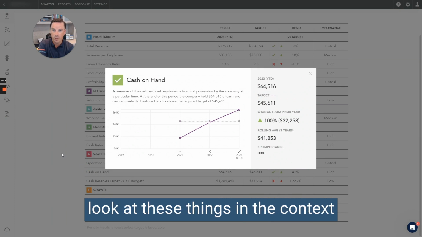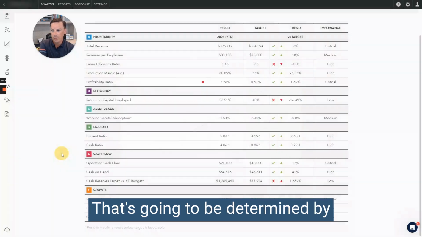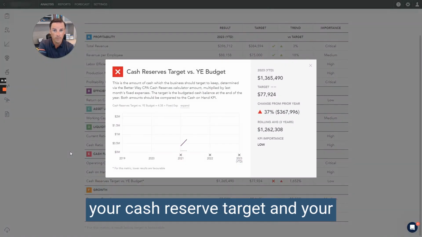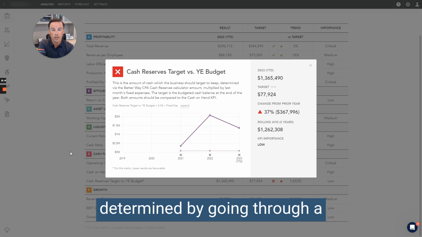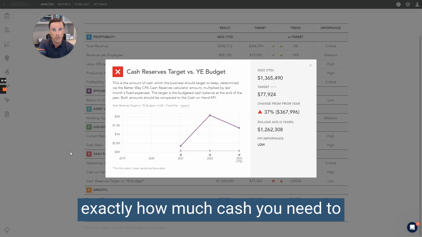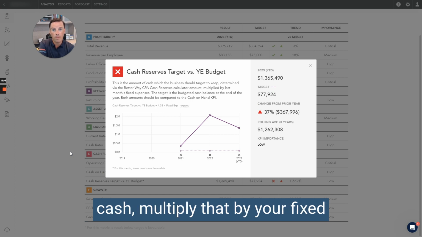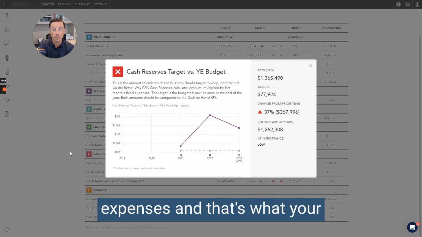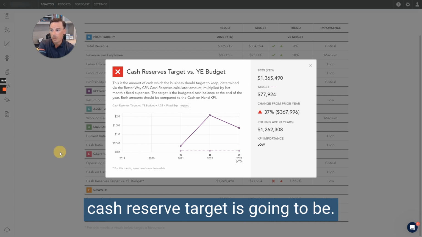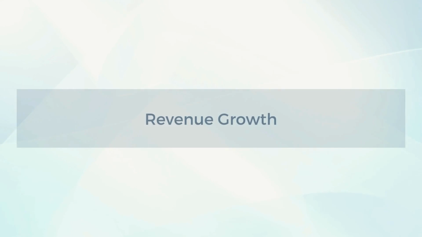and we need to look at these things in the context of each other because maybe this is enough cash, maybe it's not. That's going to be determined by your cash reserve target, and your cash reserve target is going to be determined by going through a set of questions and determining exactly how much cash you need to keep in the business, somewhere between 2 and 6 months of cash. Multiply that by your fixed expenses, and that's what your cash reserve target is going to be. So these two KPIs need to be looked at within the context of each other.